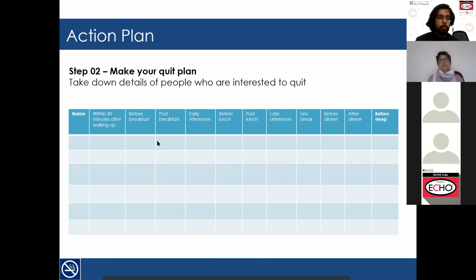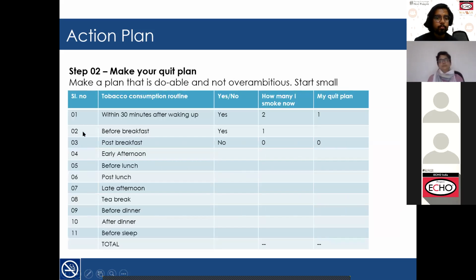This is for the individual workers, where they can keep track of when they smoke and how much they've reduced. For example, the first row will be for day one, the second row for day two. If they smoke within 30 minutes of waking up on the first day, and they don't on the second day, that itself is progress. So this is a progress checking chart. For example, how many I smoke now and what the plan is. This is a chart that will set their goal.